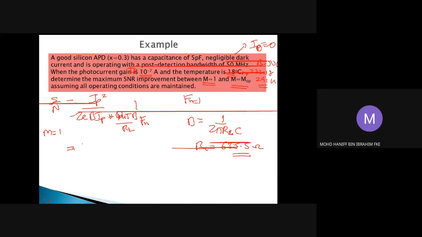Okay, so the signal to noise ratio shall be equal to 7.91, and in dB it is equal to 8.98 dB. Yeah, this is in dB.